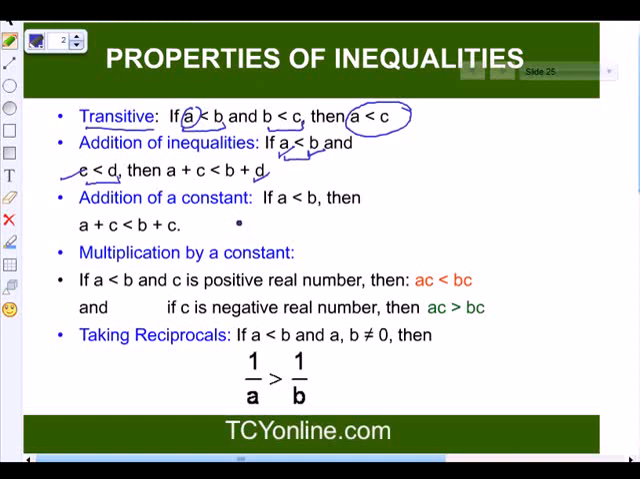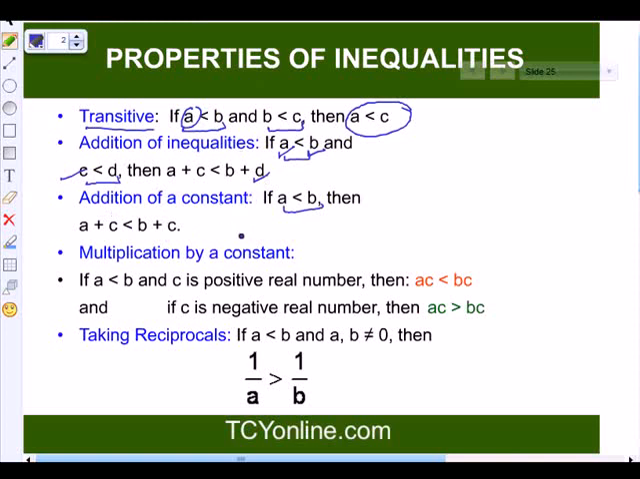Next one is addition of a constant. If A is less than B, then if we add some constant on both sides of it, obviously A plus C will be less than B plus C. Remember, C I have taken as some constant.